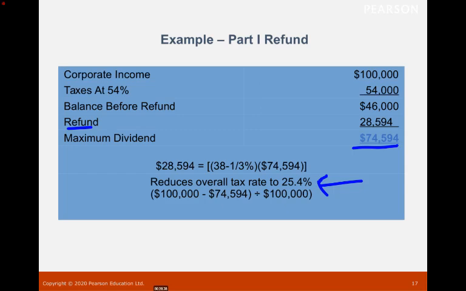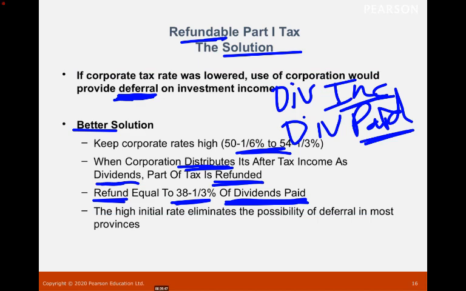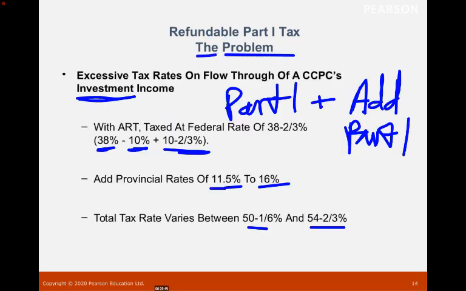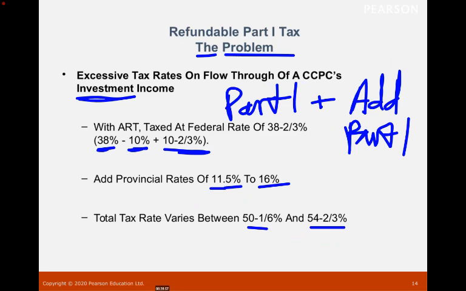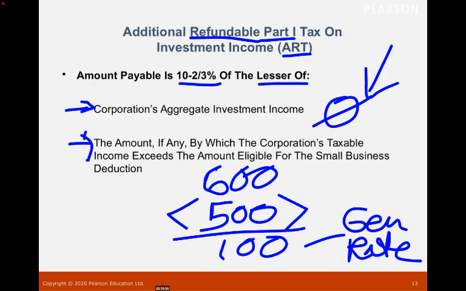So this is a Part 1 refundable tax. It's an additional refundable Part 1 tax. So it's a little bit extra or a lot extra, depending on, again, if you have no aggregate investment income, then it's just a zero.